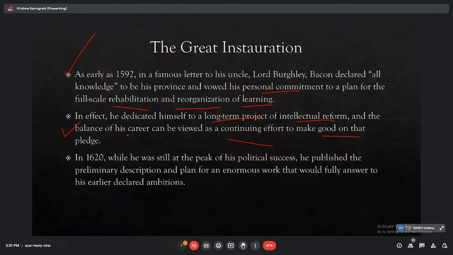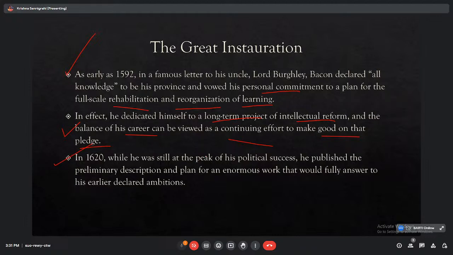So, in effect, he dedicated himself to a long term project of intellectual reform, as we were saying, that he is constantly trying to reconfigure, reform, and bring about new changes in the field of intellectual studies, in the field of knowledge. And the balance of his career can be viewed as a continuing effort to make good on that pledge. So his career, that is whatever he has done, is basically an example of making good on that pledge, the pledge about creating something related to intellectual reform.